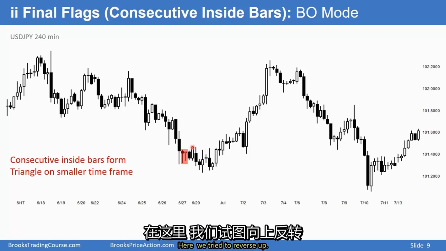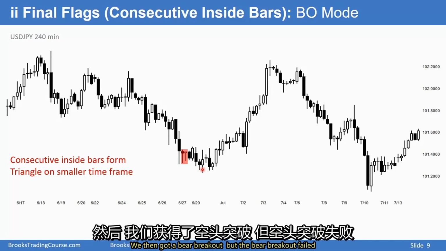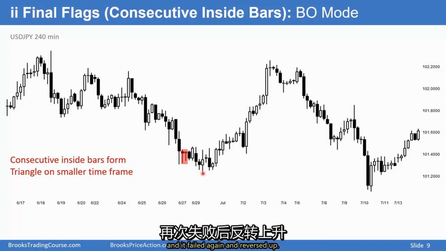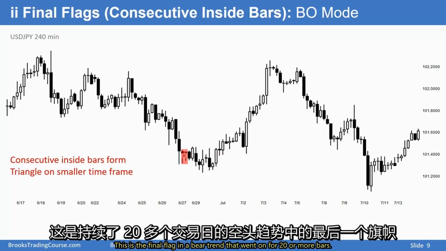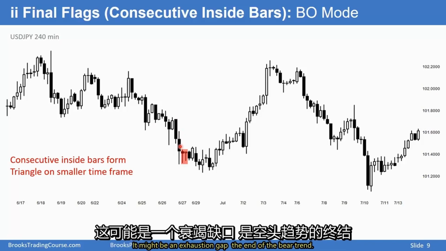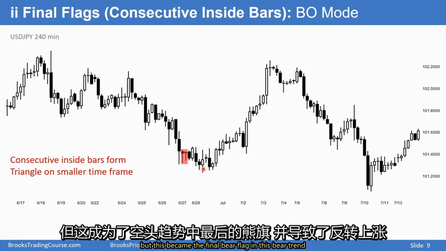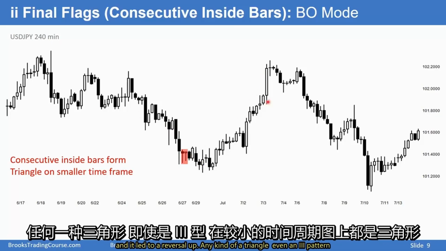Here, we tried to reverse up. We tried to get a bull breakout above this small bear flag. We then got a bear breakout, but the bear breakout failed, and it failed again and reversed up. This is the final flag in a bear trend that went on for 20 or more bars. It's also after a sell climax, so this gap might be an exhaustive sell climax. It might be an exhaustion gap at the end of the bear trend. We did get a second leg down, leg 1, pullback, leg 2, but this became the final bear flag in this bear trend, and it led to a reversal up.